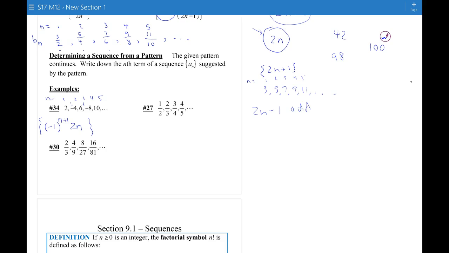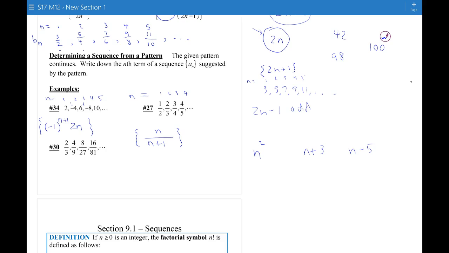Okay, then number 27, I have 1, 2, 3, 4. So what I do is I write the n's nearby. So I can say, oh, these numerators are n. And the denominators are 1 bigger. So n over n plus 1. So other things to look for are powers, like n squared, n plus something, n minus something.